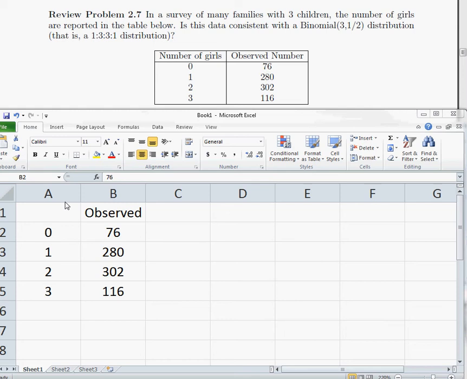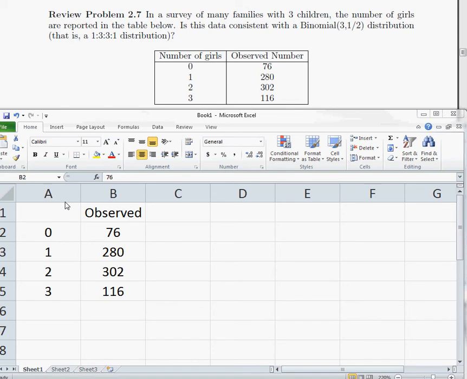And they found 76 families that had 0 girls, 280 that had 1 girl, 302 that had 2 girls out of 3 children, and 116 that had all 3 children being girls. And the question is, does this distribution follow a binomial 3, 1/2 distribution?